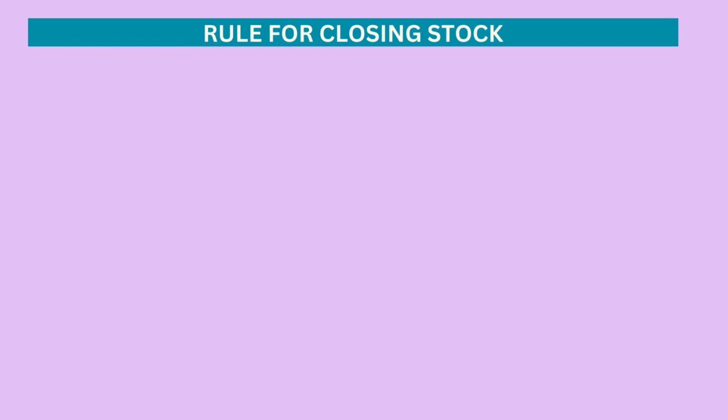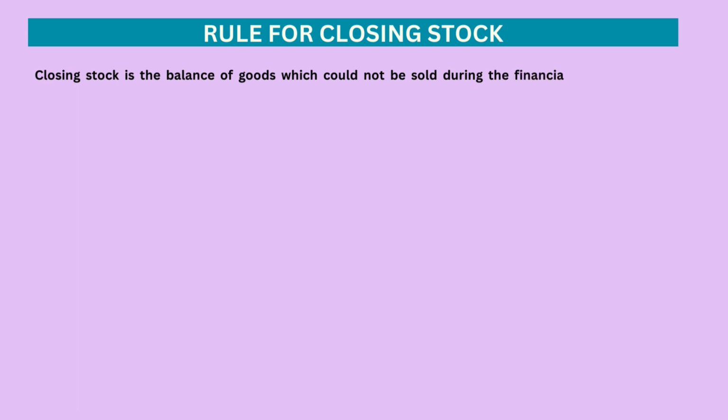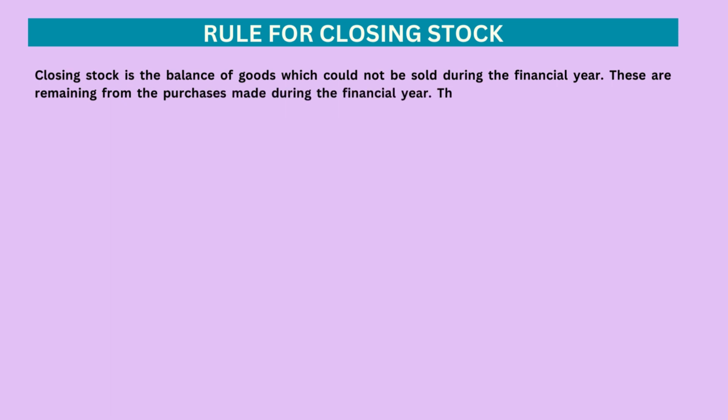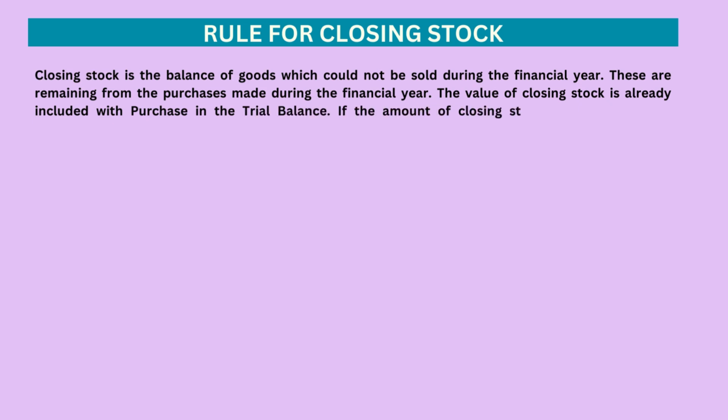Now we shall know how closing stock will be treated during performing trial balance. First, we need to know what is closing stock. Closing stock is the balance of goods which could not be sold during the financial year. These are remaining from the purchases made during the financial year. The value of closing stock is already included with purchase in the trial balance. If the amount of closing stock will be considered separately in the trial balance, the effect will be doubled. Hence, it will not come in the trial balance.